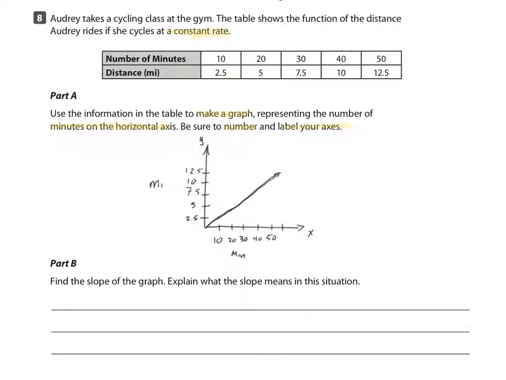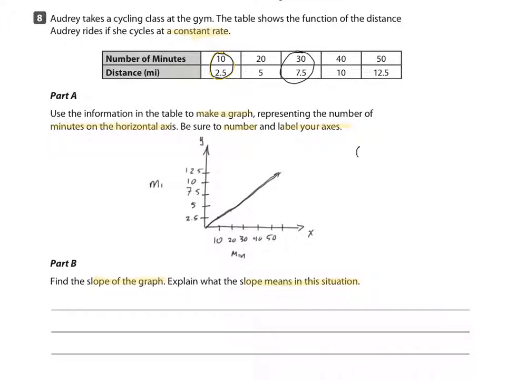For part B, it tells you to find the slope of the graph. And what does it mean in this situation? Now, to find the slope, the only thing we need to do is pay attention to the table. We just need to select 2 points. It's easier to choose the first 2 points. In this case, I want to choose the first point, and then I want to choose the third point.